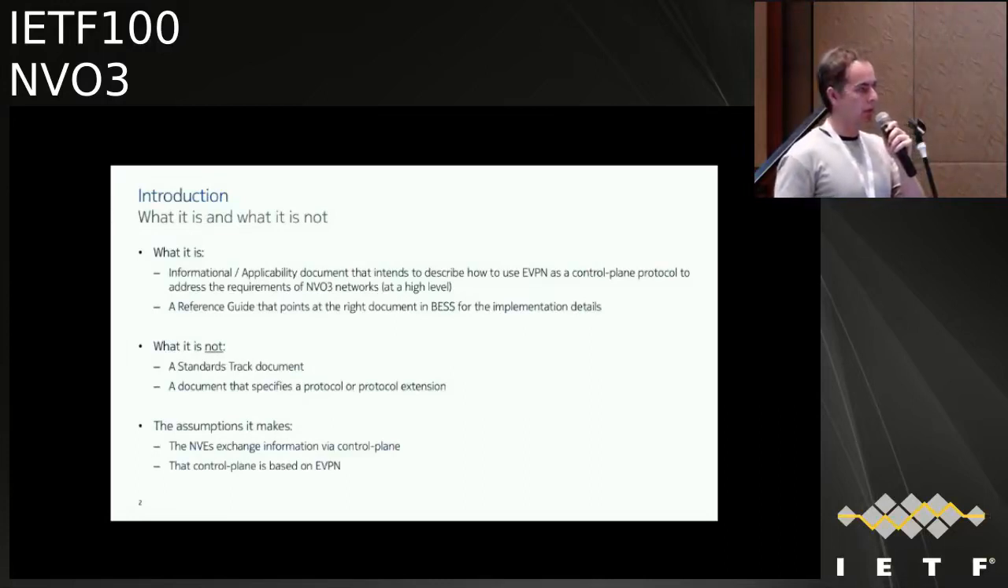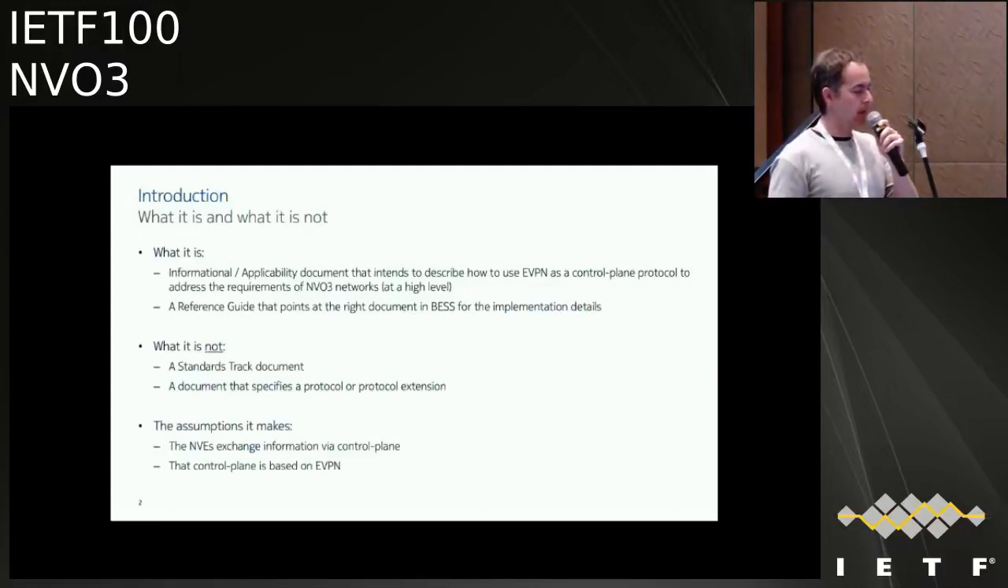So you will notice if you read the draft that there is a long list of references, normative and informative references. So it's kind of a reference guide pointing to the right documents in the right working group for the implementation details. So it's not a standards track document. We are not trying to specify any new protocol or any extension to the existing EVPN. For that, we have the BESS working group.